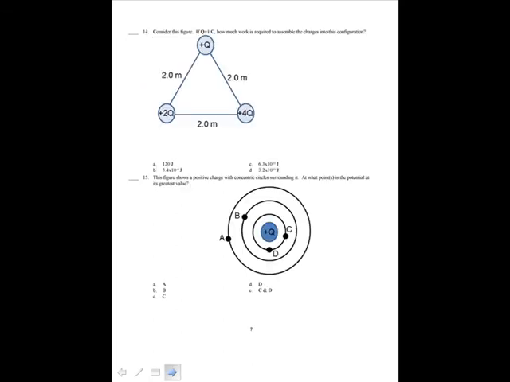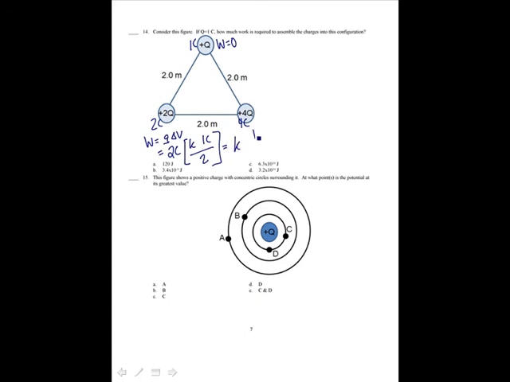Consider this figure. If Q is 1 coulomb, so we have 1 coulomb here, 2 coulombs here, and 4 coulombs here. How much work is required to assemble the charges into this configuration? Alright, well, let's take them one by one. The work here is equal to 0. The work here is equal to Q delta V. That is 2 coulombs, which is the charge that you're moving into place, times KQ over R. That's K times Q, which is 1 coulomb, over R, which is 2. Alright, so I'm just going to put this in terms of K, and then we'll come back. So this is just equal to K.